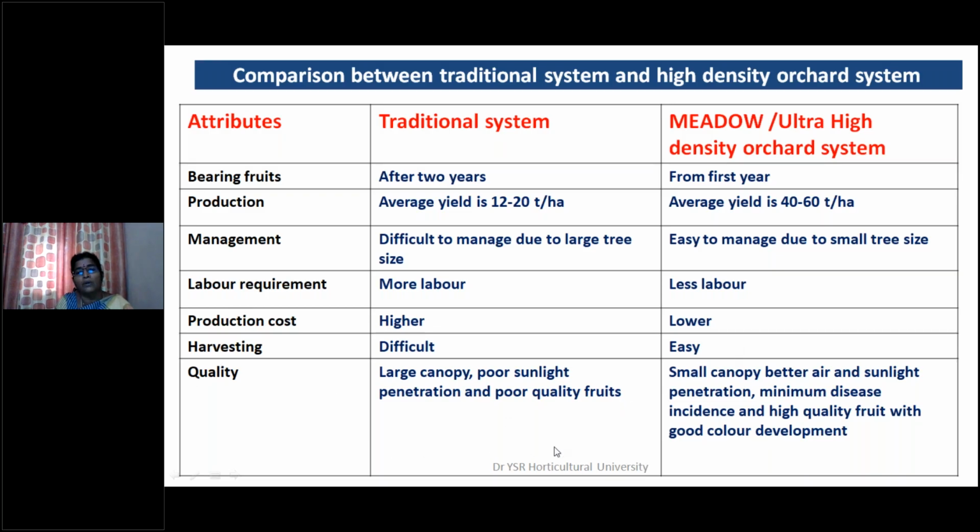Coming to quality also, the fruits obtained from high density planting are of very good quality because of the small canopy. There will be better air circulation and sunlight penetration. So the microclimate will not build up in this system, and the disease and pest incidence will be minimum, and you will get high quality fruits with good color development. Whereas in the traditional system, because of the large canopies and poor sunlight penetration, the fruits obtained will be of poor quality, and there will be more pest and disease incidence.